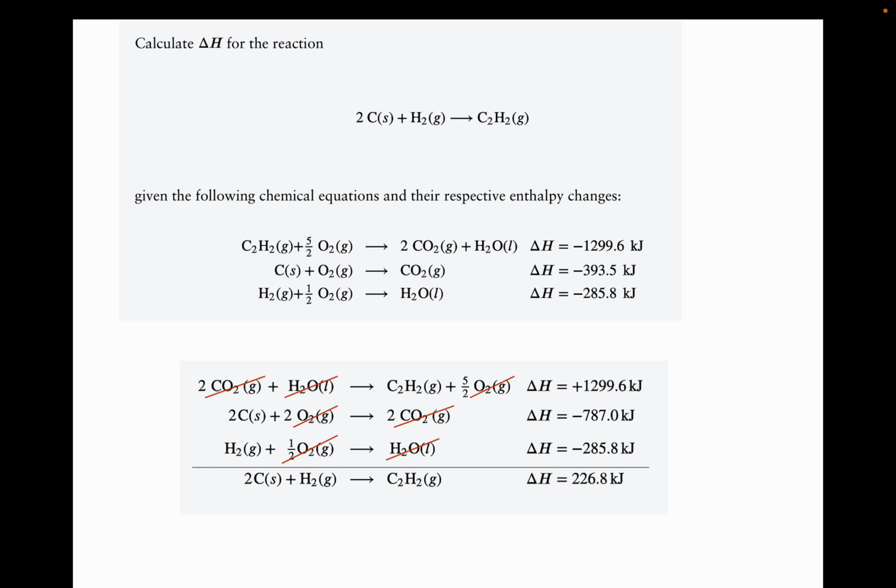And here would be what we could then cancel. The first reaction we've reversed, and the sign of the delta H was changed. The second one, we doubled all the coefficients, and so the delta H changed twice as much. The third one, we could write just as is. If we add them all together and cancel, we can see that we get the targeted reaction. So then we simply add together the delta H values, and that's the enthalpy change for our target reaction.